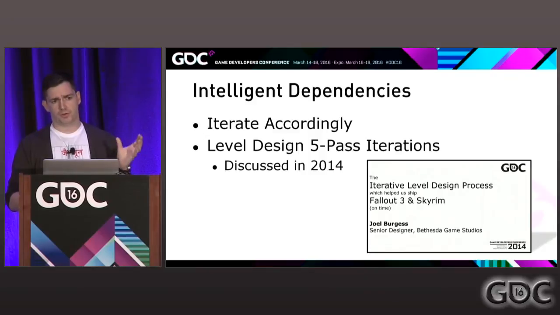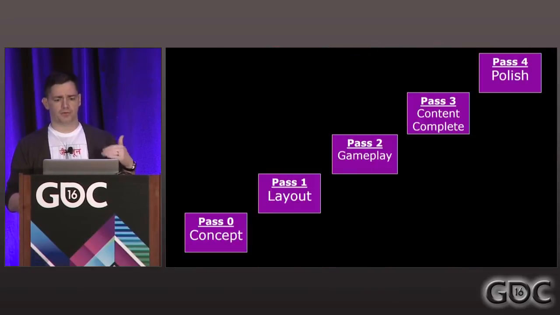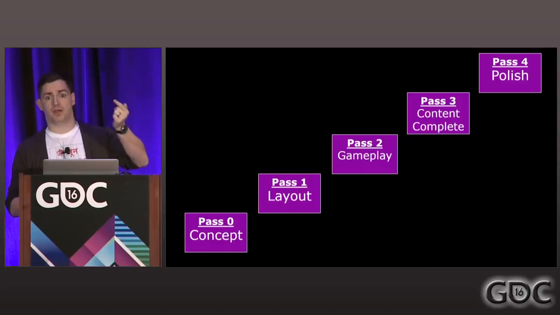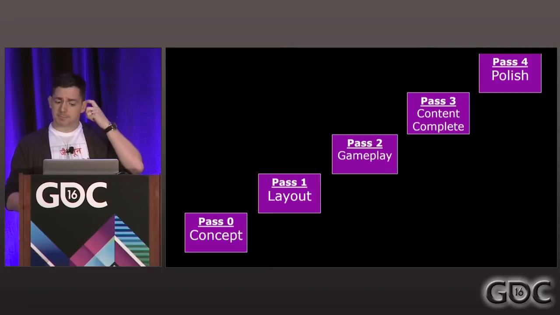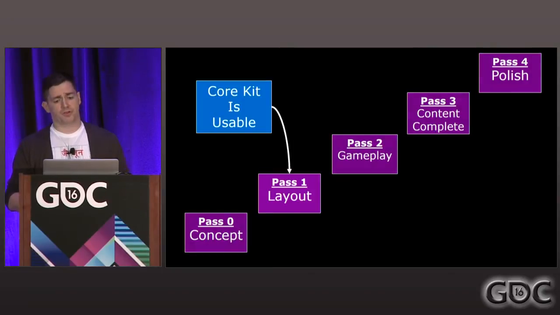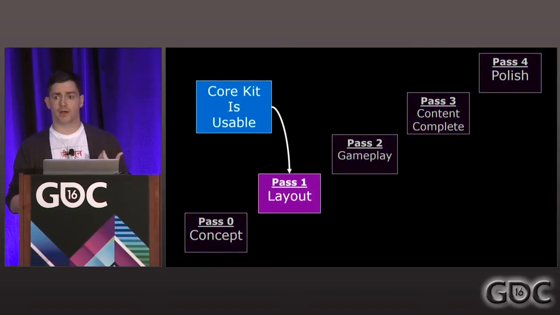But all you really need to know about this for right now is that levels are built in a 5-pass system. And each one of those passes is tailor-made based on our expectations of dependencies on where the game is at a certain point in the project, as well as how we think we can be most effective in iterating the level creatively. And so in the context of this conversation, pass 1 is where we're focused on layout, which means this is the first point at which our core kit elements need to be usable.